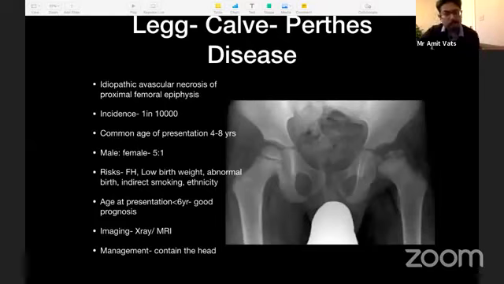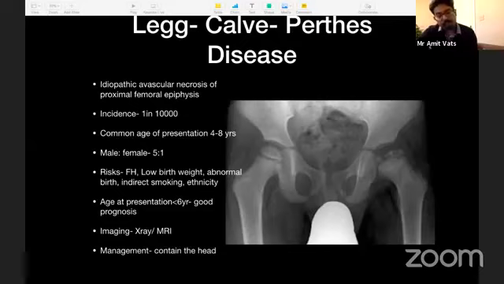Next condition could be Legg-Calvé-Perthes disease, which is idiopathic avascular necrosis of the femoral head or the proximal femoral epiphysis. Incidence is about 1 in 10,000. Commonest age group presentation is a limping child between 4 to 8 years of age. Commoner in males, and other risk factors are, again, family history, low birth weight, abnormal presentation at the time of birth, history of smoking in the parents, which is indirect smoke inhalation, and also certain ethnicities.